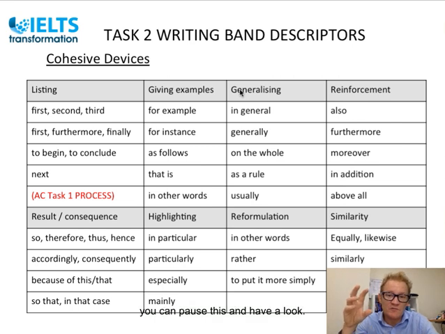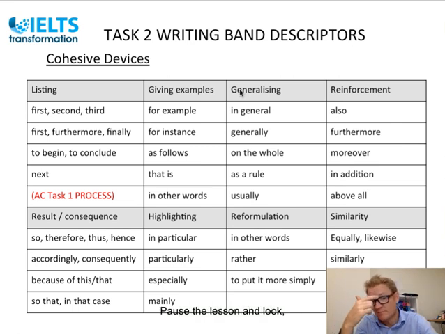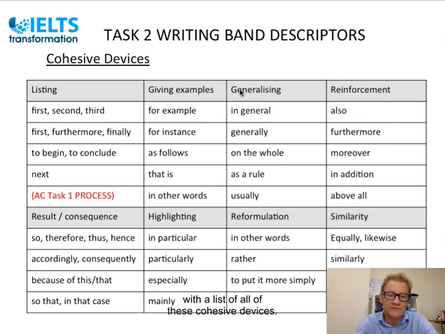To get these, you can pause the lesson and have a look. Or there's also a handout with a list of all of these cohesive devices. As you can see, there are different types. So listing: first, second, third, furthermore, finally, and so on. These are especially useful in the academic Task 1 process. You need them.